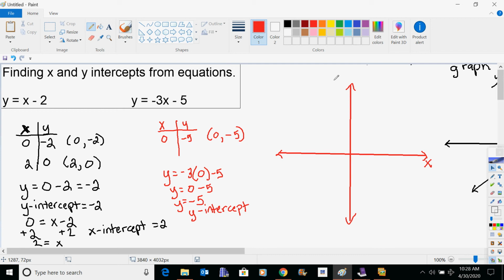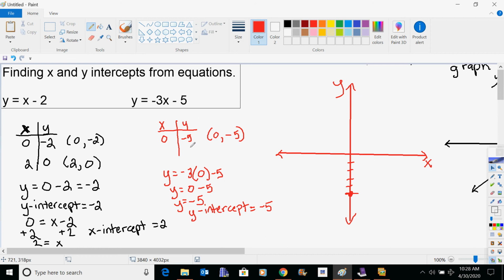So I have x, I have y. I can graph my y-intercept. 1, 2, 3, 4, 5. There we go, (0, -5). If the direction said to graph, you would be doing this step. If it just says find the x-intercept and the y-intercept, we now have our y-intercept.